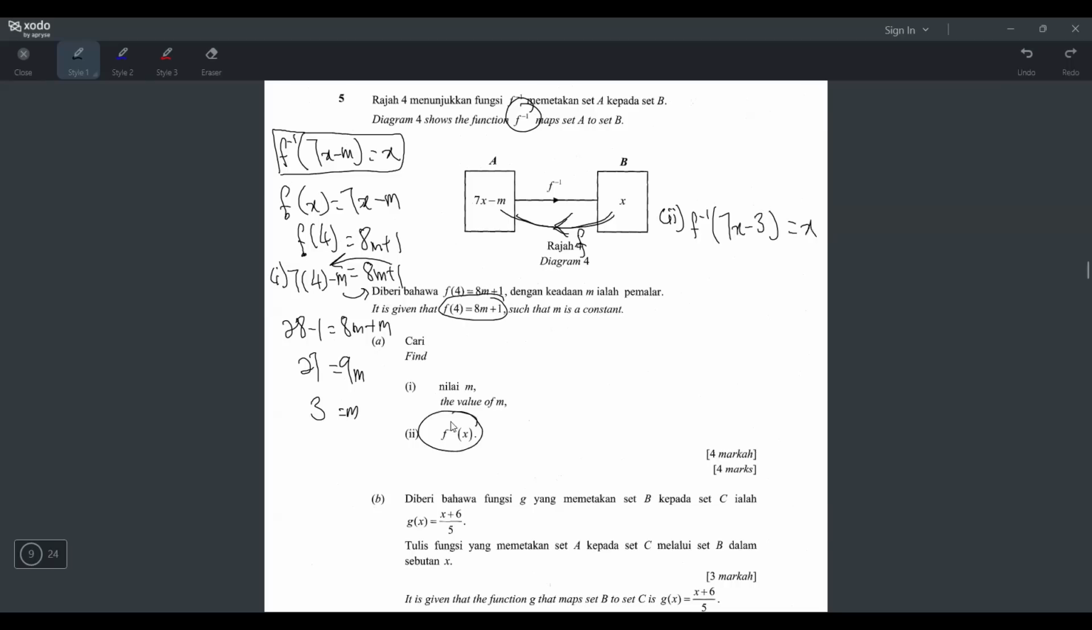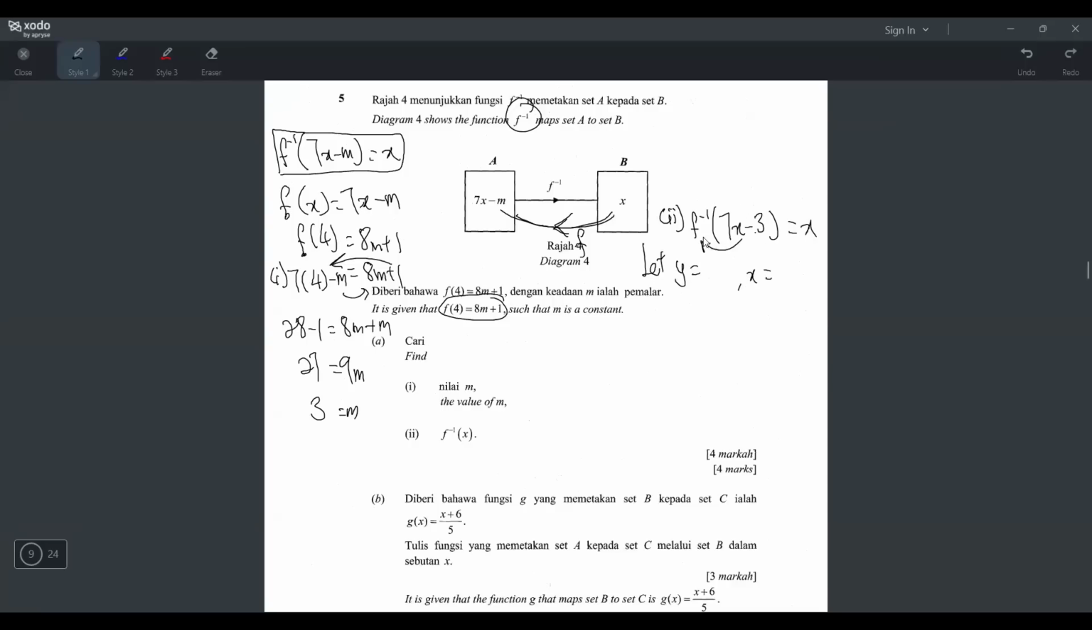And since I want f inverse x, but this one is f inverse of 7x minus 3, right? You cannot just tell me, oh sir, the minus 3 pindah sana jadi x plus 3 like that. Oh, you cannot. Mana boleh macam ni, tak boleh. The minus 3 cannot suka hati just keluar macam ni.